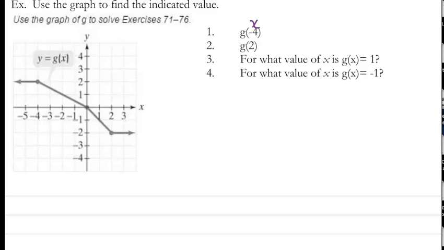So I have to find where I have -4 of x and where it ends up on the graph. And when I find where -4 is on my x-axis, I go up, find the graph. I have the point right here. So when I match this point for number 1, the x is -4, the y is 2. So the answer for number 1 is 2.